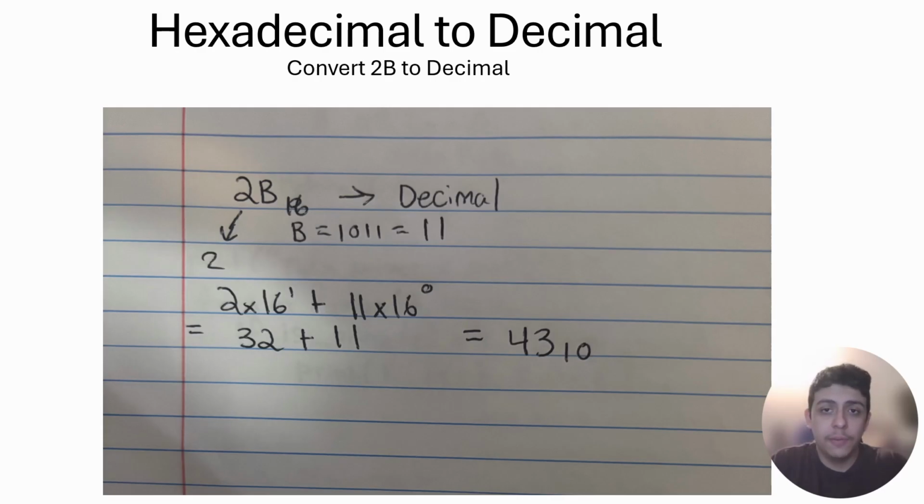Then B is in the 16 to the power of 0 place, so we do 1 times 11, and then we add those together, giving us 43. This method works because of the positional number systems that we use, which represent values as a sum of powers of the base.